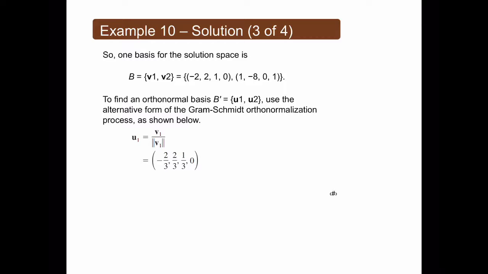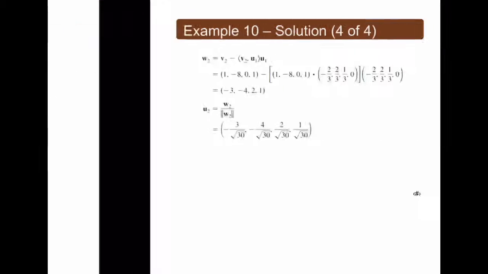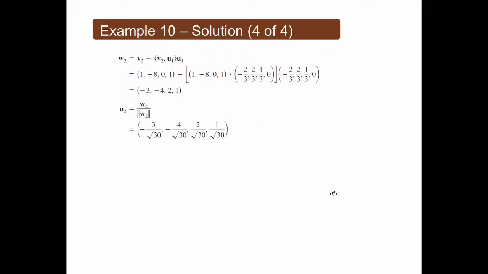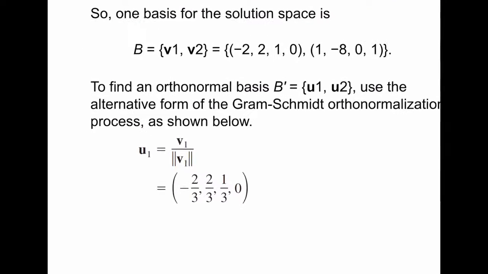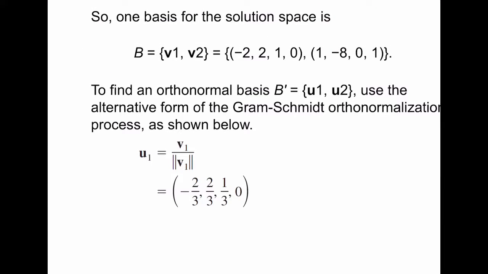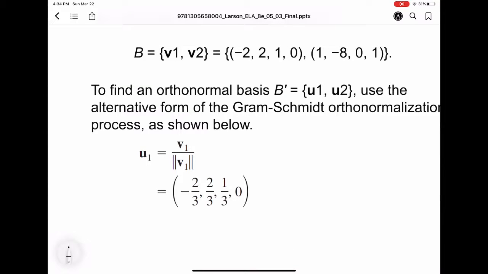I will tell you why, but let's finish this and see. And then they apply this process to find another vector, W2. And then they divide W2 by the norm of that. They get what they need. Here's the reason, let me explain to you. Here's the reason they want to divide. They want to make U2 a unit vector. If you pay attention, this is a unit vector, right? This is a unit vector.